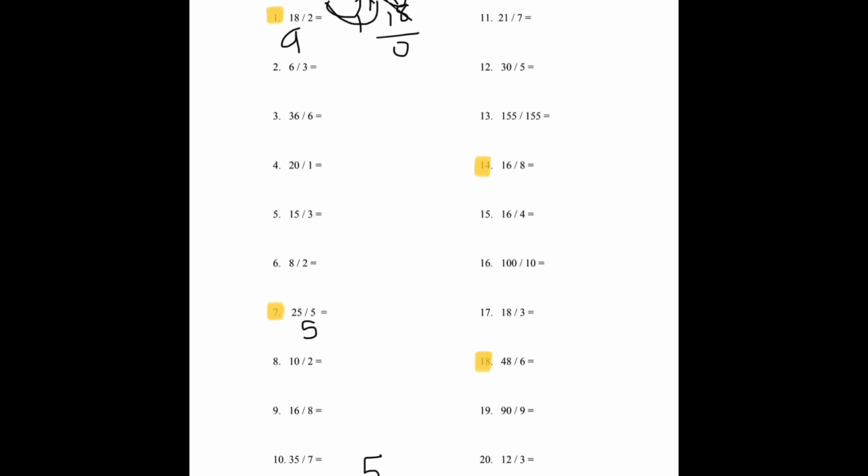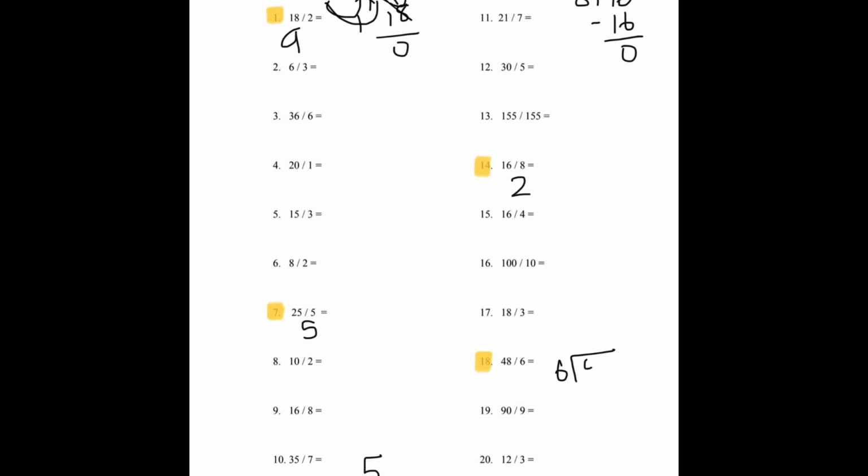Okay, 16 divided by 8. So it's 8 divided by 16, and you see if 8 goes into 1, it doesn't, and it goes into 16 twice. So 8 times 2 is 16. You subtract it, which equals 0, so this one is 2.